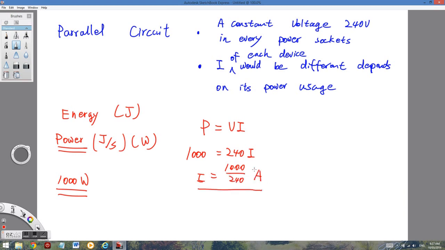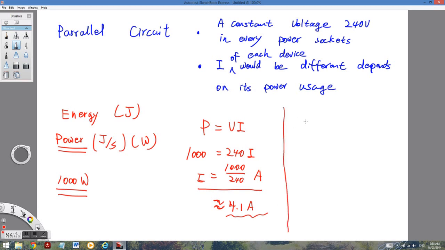It's approximately 4 point something, 4.1. I didn't use a calculator, I just guessed, maybe 4.2 amps. Once we plug the device into the power socket, the current is going to be 4.1 amps.